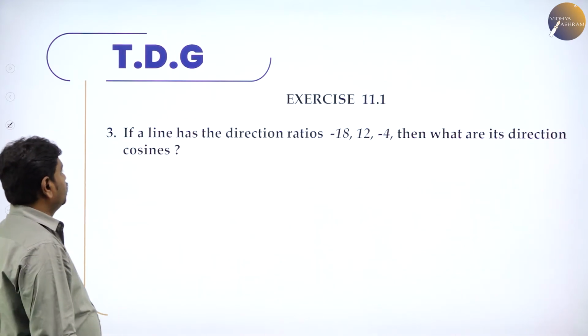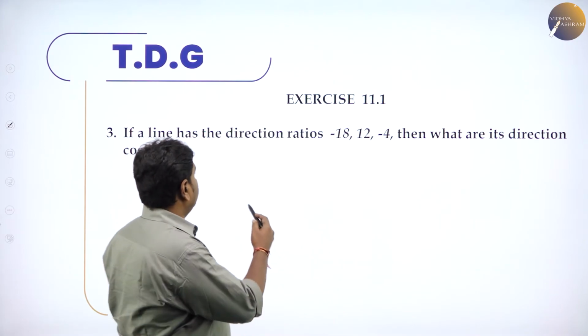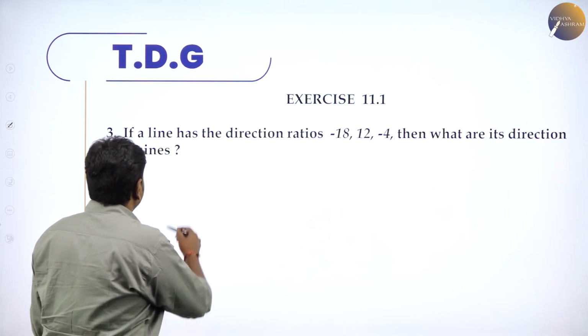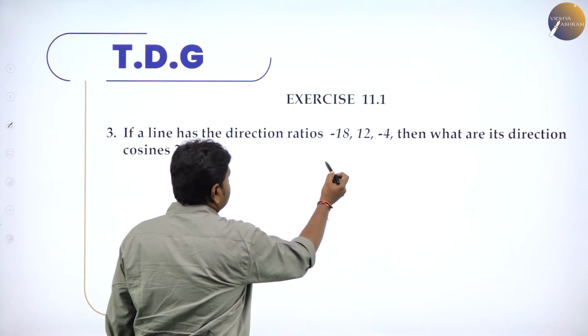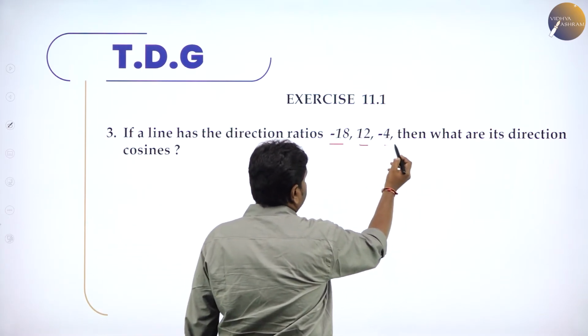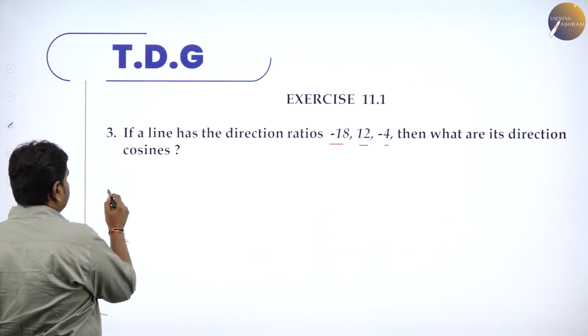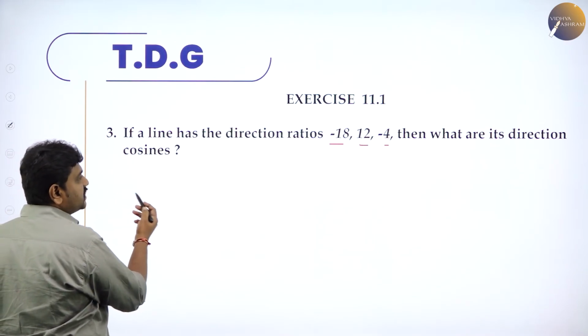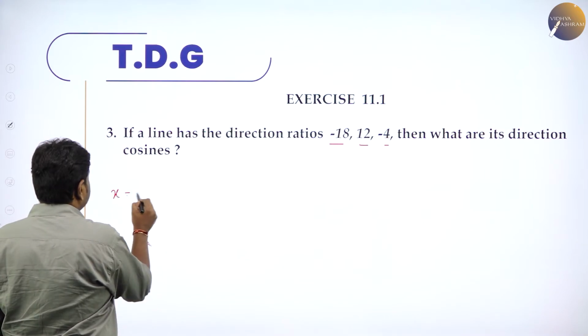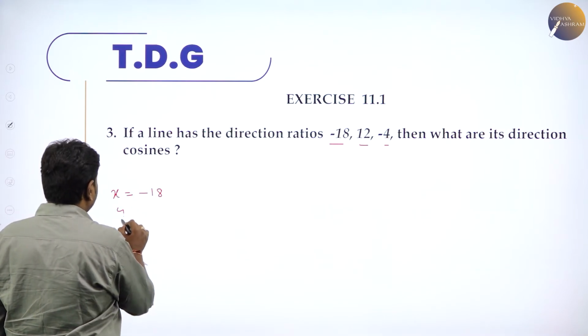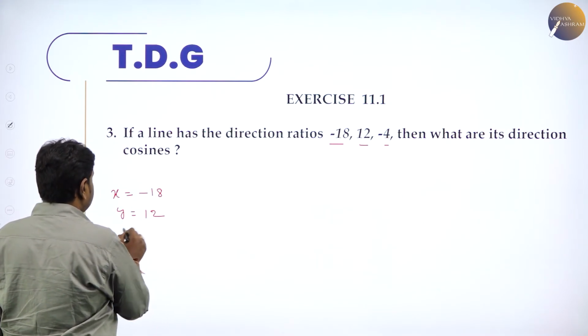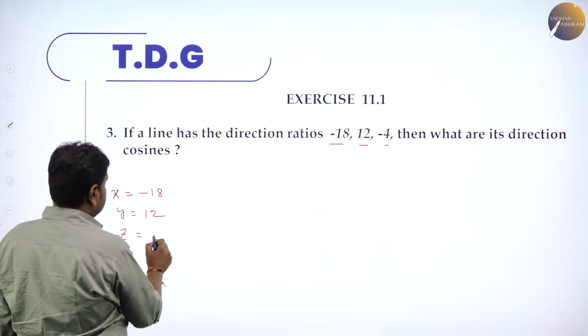Next we have, okay, now we'll go ahead with problem 3. If a line has direction ratios minus 18, 12, minus 4, what are its direction cosines? So they give direction ratios. We can call them a, b, c or x, y, z. x is minus 18, y is 12, and z is minus 4.